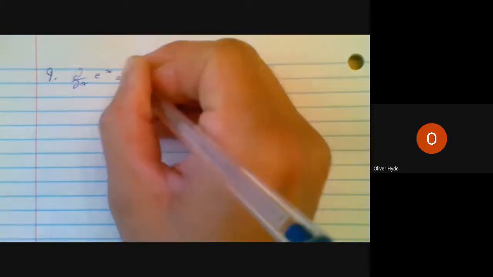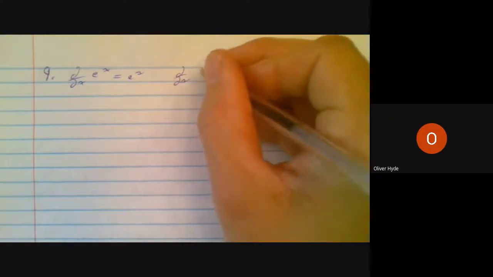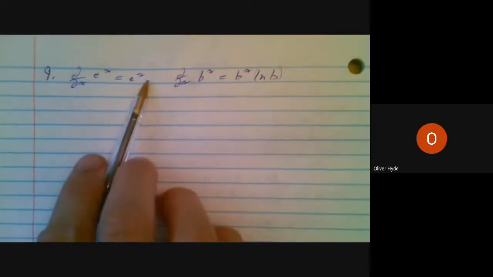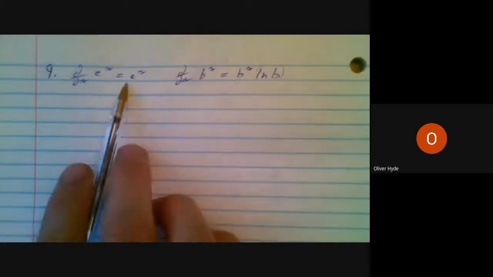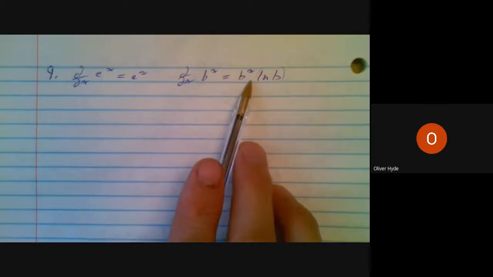For exponentials, maybe we should review our exponential rules. The derivative with respect to x of e to the x is e to the x. The derivative with respect to x of b to the x is going to be a multiple of b to the x as well. We just need to multiply by the natural logarithm of b. You don't need to multiply this by ln e. This is the original rule. This is an adjustment of that rule if your base isn't the natural base.